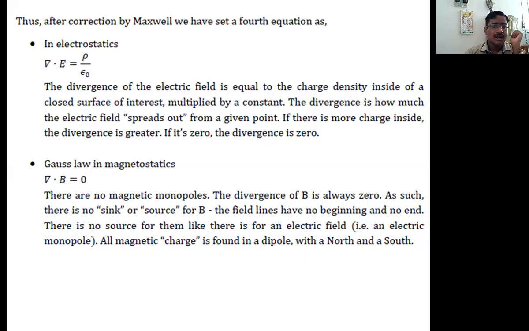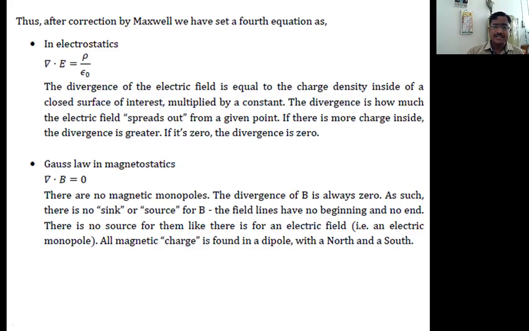What is that constant? The constant is 1 by epsilon 0. You might think it is divided, but it is multiplied by 1 divided by epsilon 0. This is basically the term that is multiplied by a constant. The divergence of electric field is equal to charge density inside the closed surface of interest multiplied by a constant. The divergence is how much the electric field spreads out from a given point.